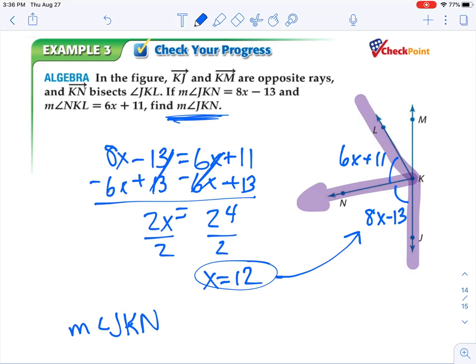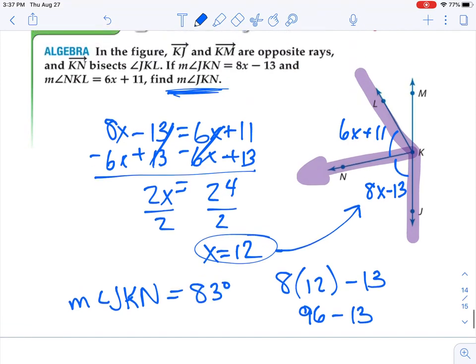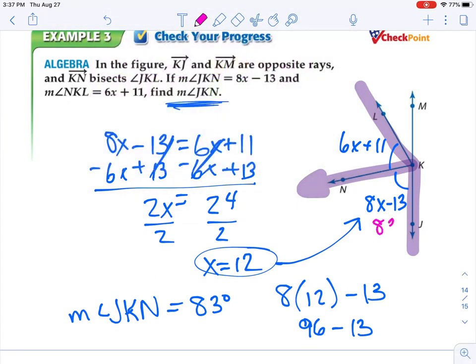Honestly, it doesn't matter which one I plug it back into because they equal each other, but I'm going to do the one that is specifically asked for. So 8 times 12 minus 13. 8 times 12 is 96. Minus 13, so our angle measure is 83 degrees. Now a little bonus here. If this angle measure is 83 degrees, then because they're congruent, this angle measure is 83 degrees.